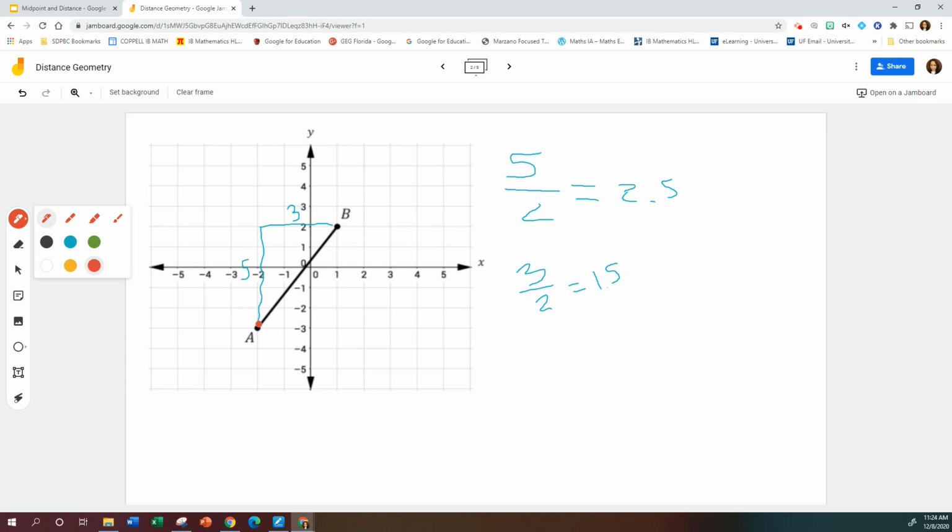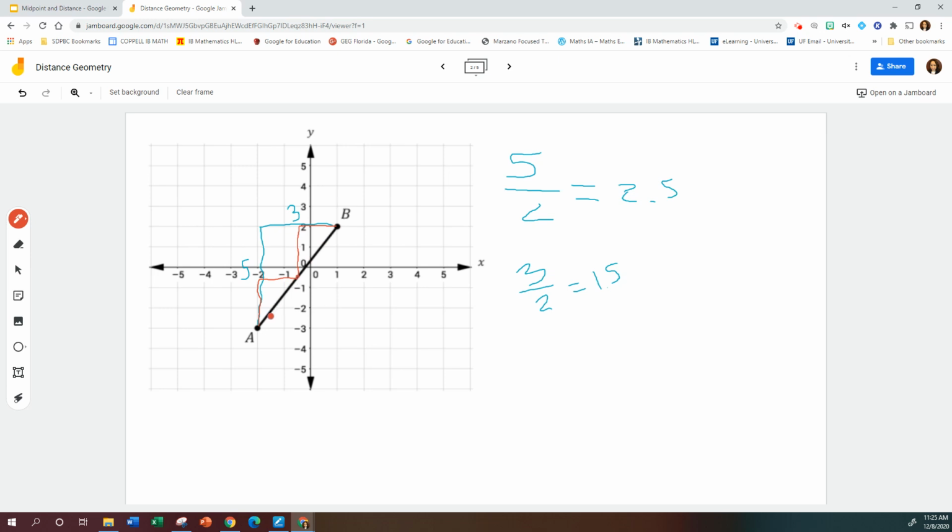Let's do red. Okay, so I'm going to go up 1, 2, and then 2.5 is about here. And then I'm going to go over 1, 1.5. So it looks like around here. And I'm going to do the same, see if I wind up at B. Go up 0.5, go up 1.5, go up 2.5, and then go over 0.5, 1.5.